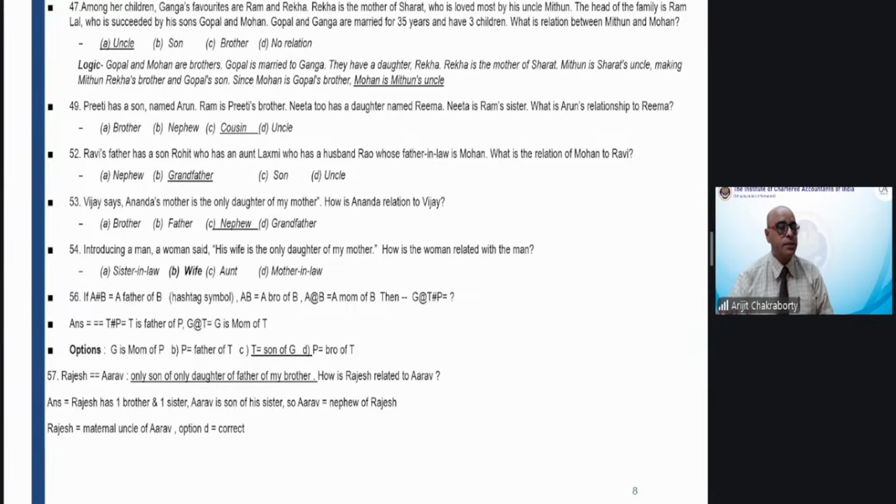Rajesh, therefore, we can see here, naturally we can understand that Rajesh has one brother and one sister. Arav kaun hai? Arav is the son of his sister, and the sister is the only daughter of the father of Rajesh. राजेश और उनका जो बहन है, उनका पापा. So Arav is the only son of his sister. So therefore Arav becomes what? The nephew of Rajesh. यानी Arav के एंगल से अगर देखा जाए, Rajesh is the maternal uncle. So therefore we will say option D is the right answer in this question.